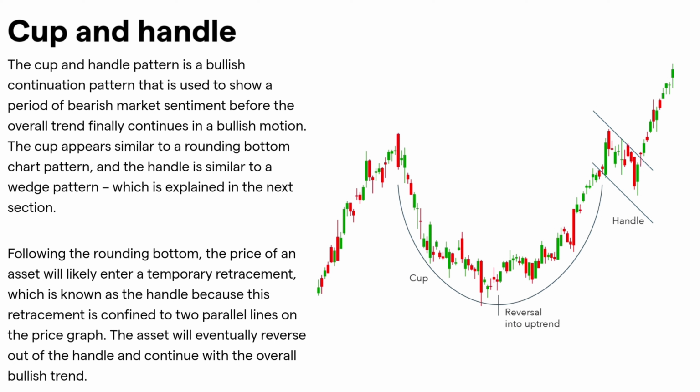Following the rounding bottom, the price of an asset will likely enter a temporary retracement, which is known as the handle because this retracement is confined to two parallel lines on the price graph. The asset will eventually reverse out of the handle and continue with the overall bullish trend.